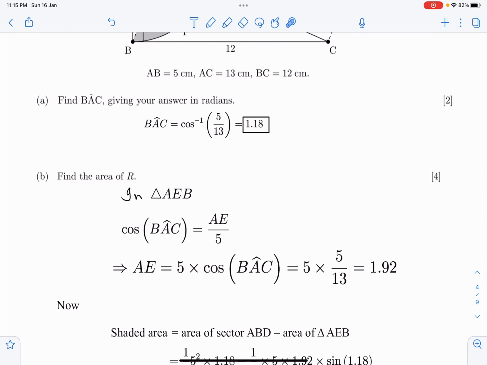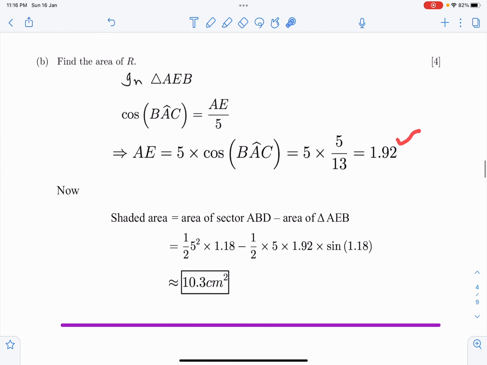So cos of angle BAC is AE upon 5, therefore AE will be 5 times cos of BAC. Now look here, when you bring cos inverse here, cos of BAC will be 5 over 13, which gives AE as 1.92.